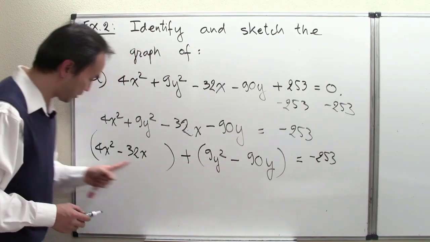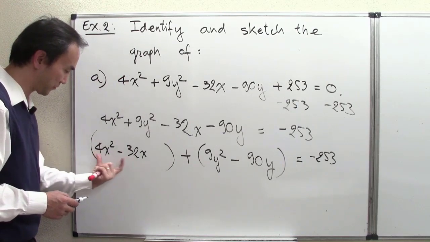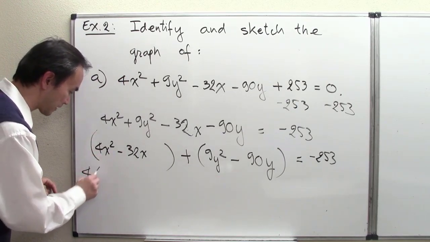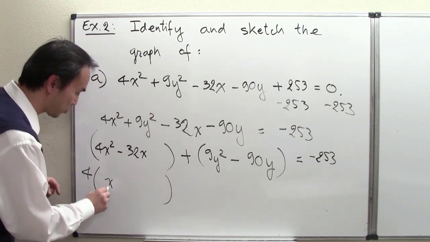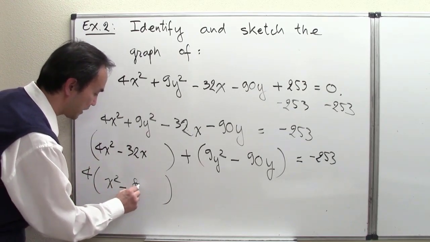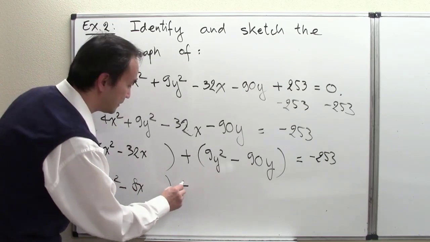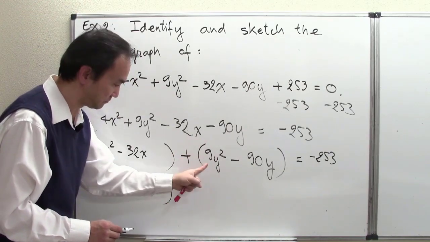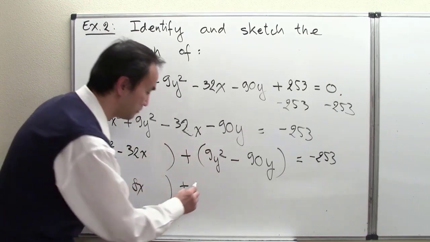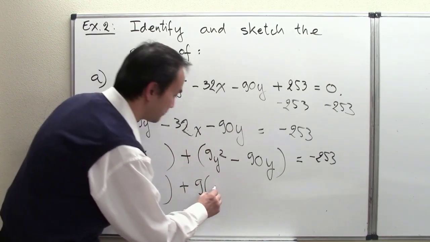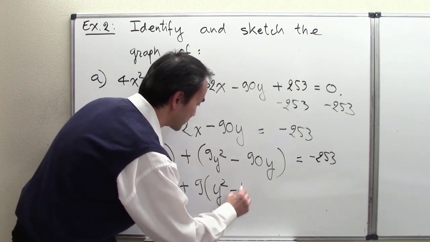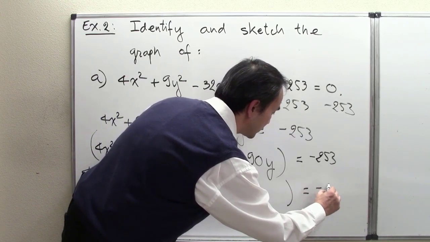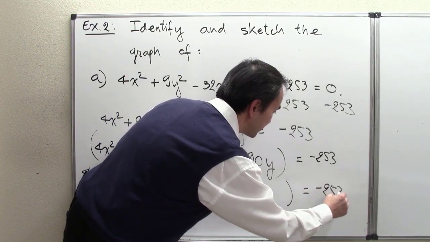The next step I'm about to do now is I'm going to factor out, in each of these groups, the leading coefficient. So the leading coefficient in this group is a 4. I'm going to factor that out, making it x squared minus 8x. For this group, I'm going to factor out similarly the leading coefficient 9, making it 9 times y squared minus 10y, and all of that still equals negative 253.